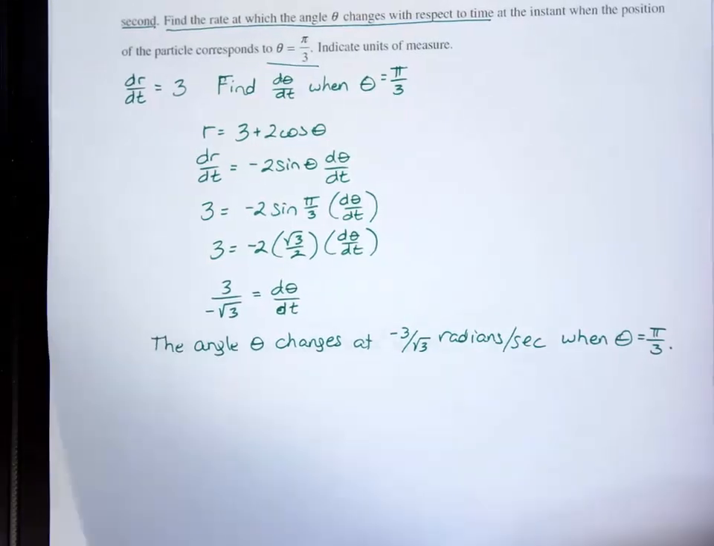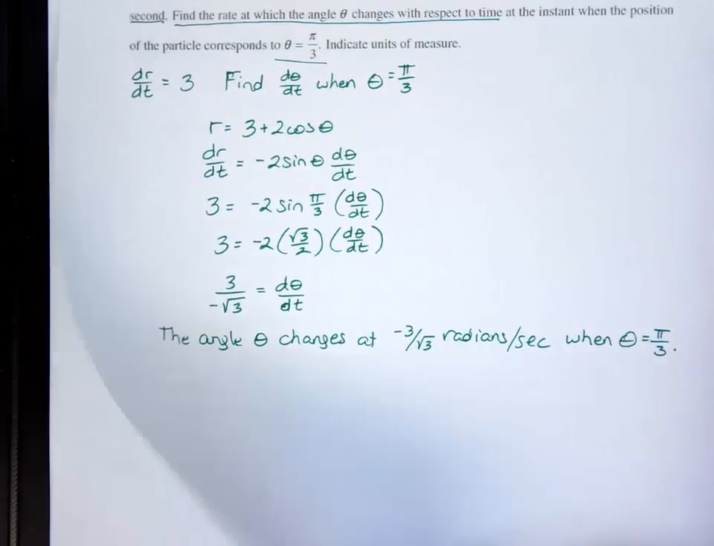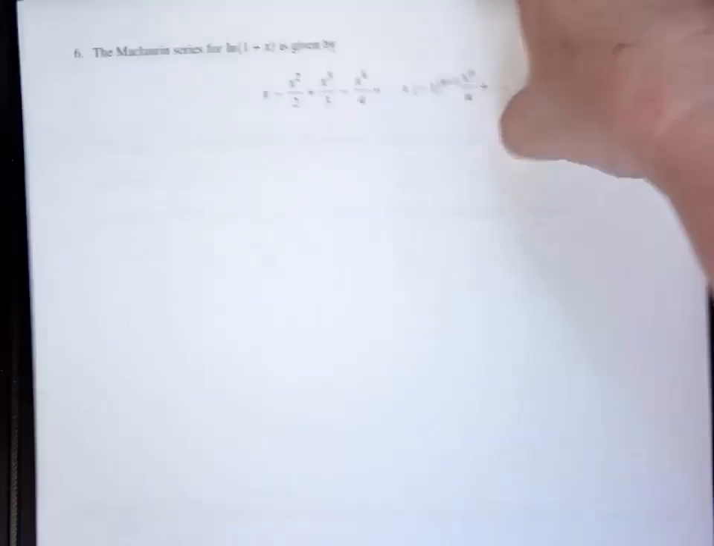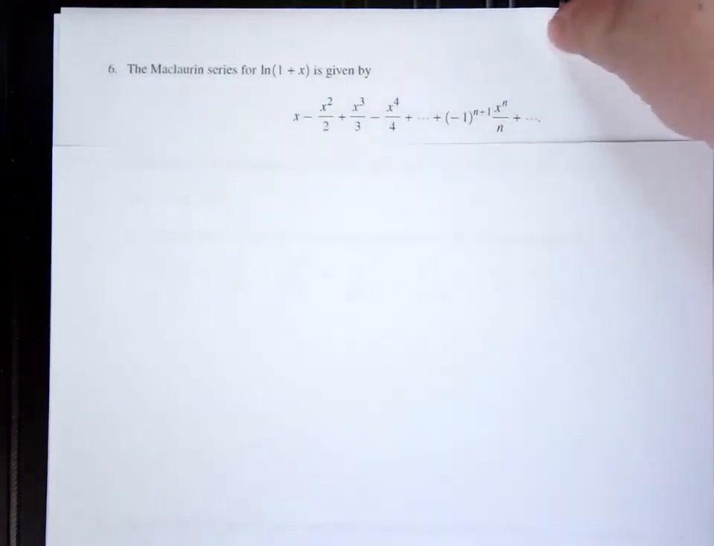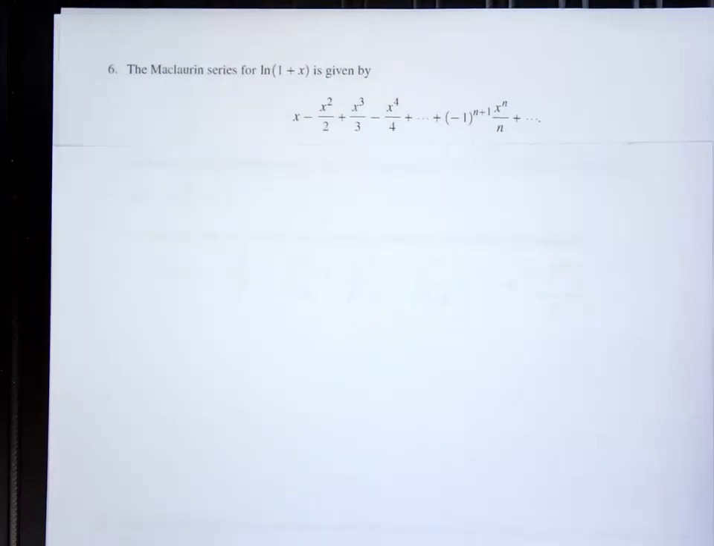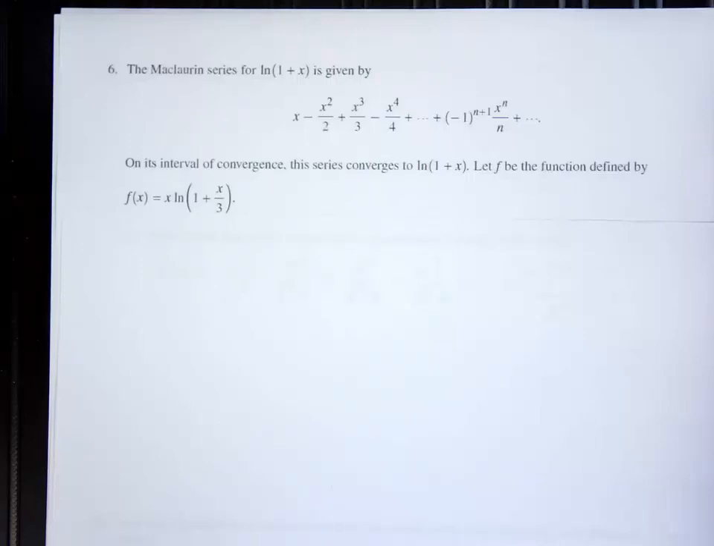Finally, if I get the pages to separate, number 6, the series question. The Maclaurin series for ln of 1 plus x is given by this formula. They gave it to us. Thank you very much. On its interval of convergence, the series converges to ln of 1 plus x. Let f be the function defined as x times the ln of 1 plus x over 3. Now, on the work on the first one, I skipped quite a bit of work, so hopefully you can follow along with what I've done. Write the first 4 non-zero terms and the general term of the Maclaurin series for f.